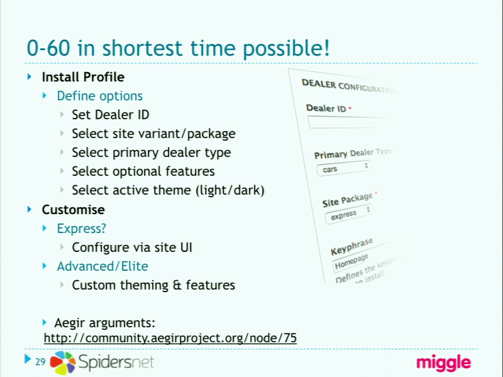We created it so that it was able to have different default configurations so that you could set the variant. That was the Express, Advanced, and Elite packages. What came out with those was certain dependencies would be enabled on install. And then also, to retain the flexibility, we created some custom elements that would look through the code base to pull out certain features, and those features could then be enabled directly on the install profile as well.